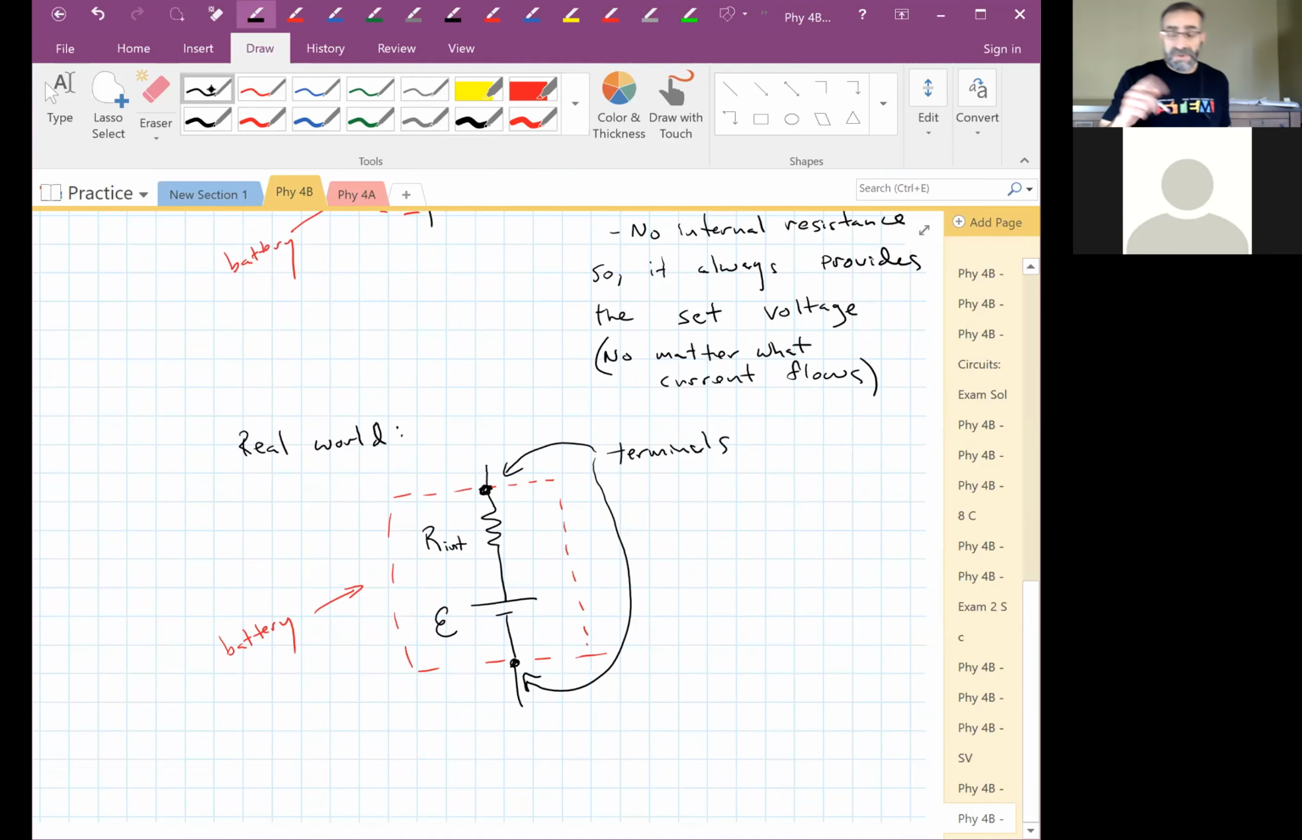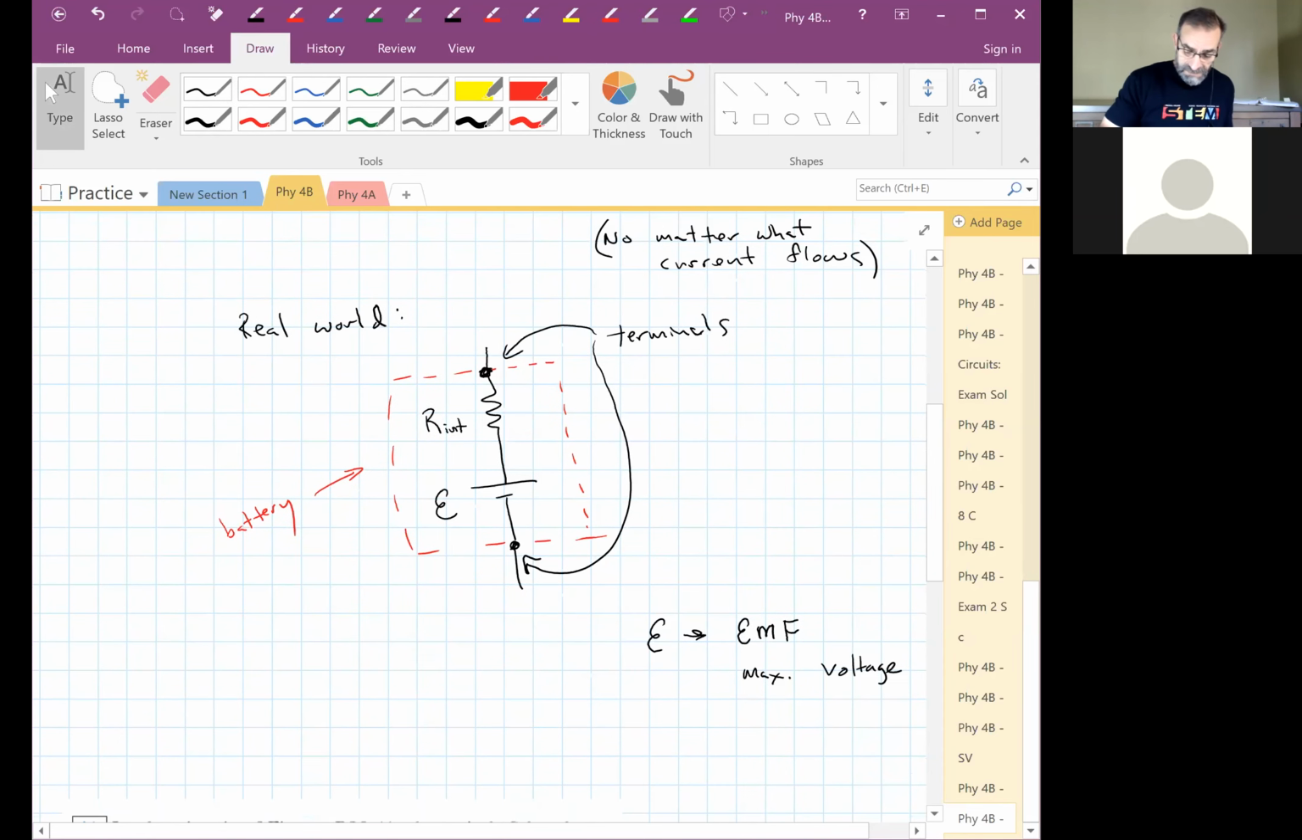And we use this script E that stands for EMF. That's the maximum voltage. That's the voltage we would get across the terminals when no current is flowing. EMF is an antiquated term. It stands for electromotive force, but nobody really uses that anymore. But we still call it EMF, even though we don't use the term electromotive force anymore.